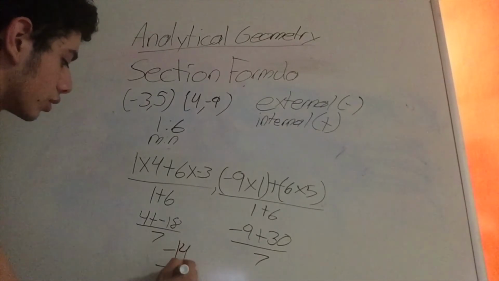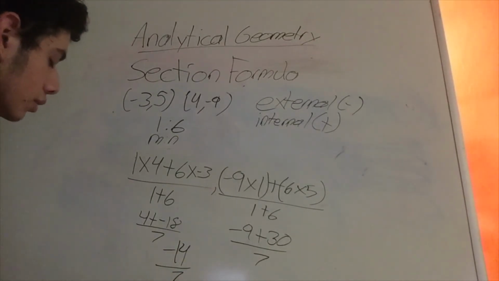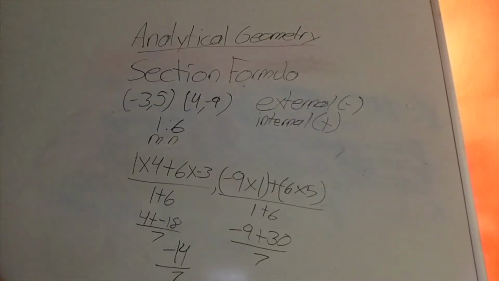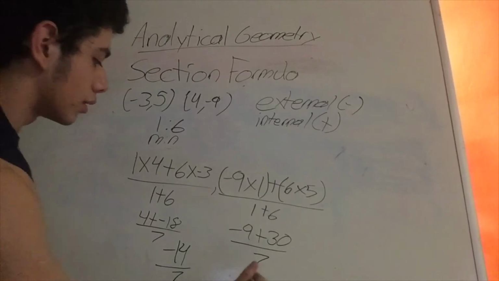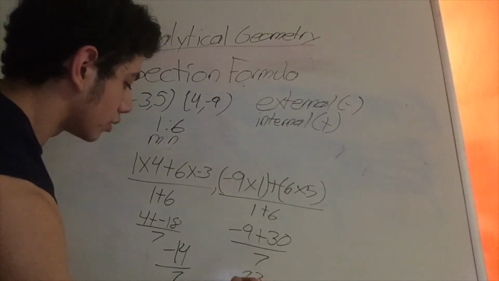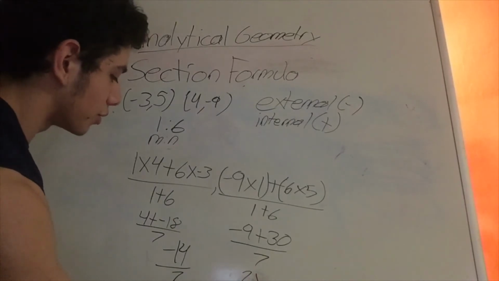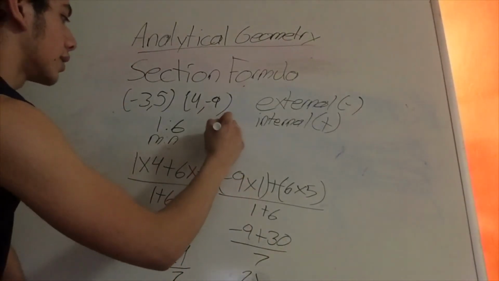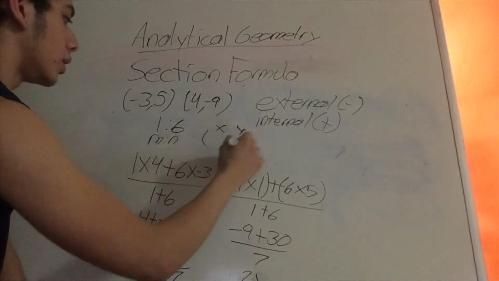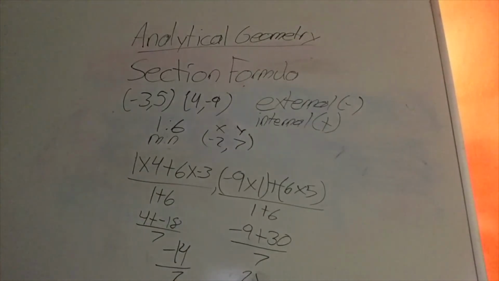-14 over 7, which equals -2, and over here, this would be 21, I'm so sorry, 21 over 7, which equals 3. So your x and y would be equal to (-2, 3).